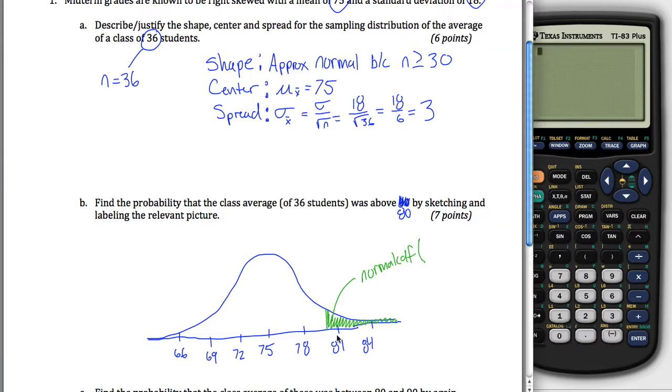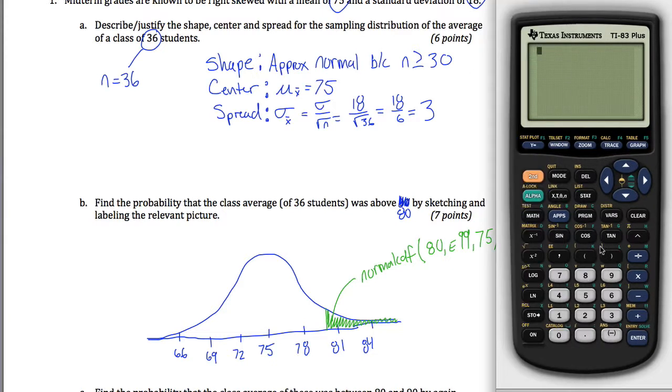And my inputs will be my left bound, which is 80. My right bound, I don't have a right bound, so just put any big number here, 9999999, whatever. I'm going to use scientific notation to use the biggest number my calculator can understand. And then the mean, and then the standard deviation. Careful, it's this mean and this standard deviation we want to use, 75 and 3. If you put in 75 and 18, you're going to get the wrong answer.